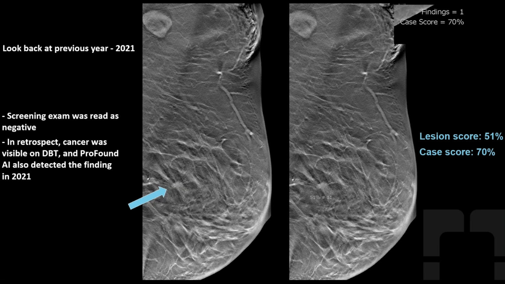What I'm showing on the right-hand image here is that we called it negative, but actually the Profound AI saw it last year. This is just an example, and I have seen a lot of these cases as I've gone through my practice over the last 2 years, where we might have overlooked the finding because of how subtle it was when you're going through in real time. However, the Profound AI had seen it. So is this a case that we could have potentially picked up sooner? And it might be.